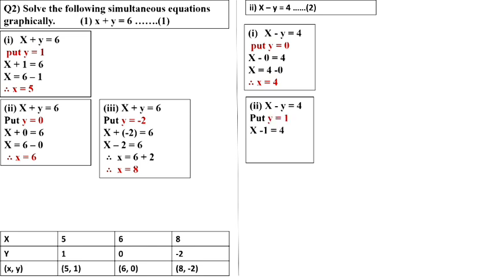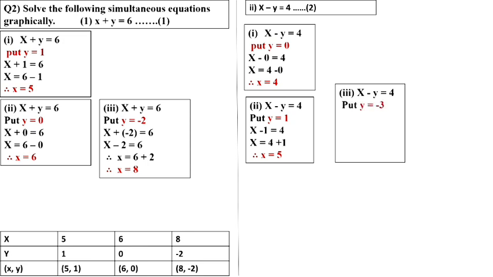So x minus 1 equal to 4. Minus 1 will go to the right side, become plus 1. Therefore 4 plus 1 became 5. Now for the third, we will put the value y equal to minus 3. x minus of minus 3 equal to 4. So minus minus plus 3 equal to 4. So plus 3 will go to the right side, become minus 3. Therefore x equal to 4 minus 3, we get the value 1.